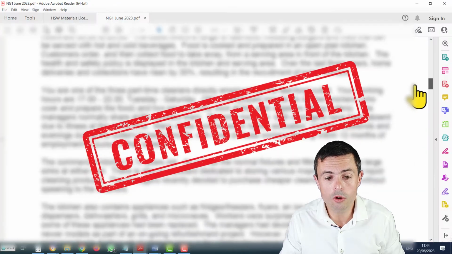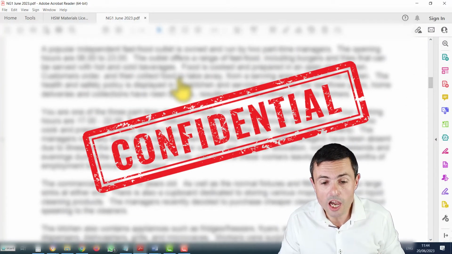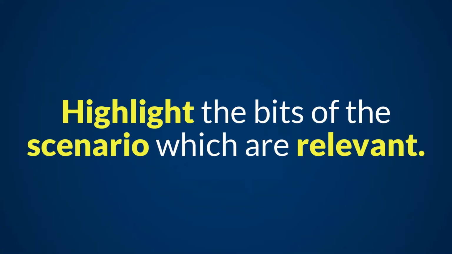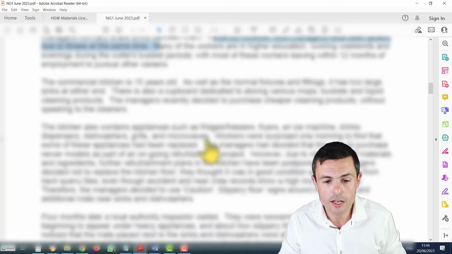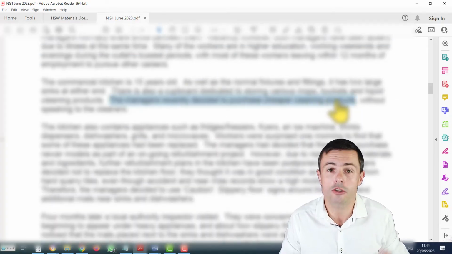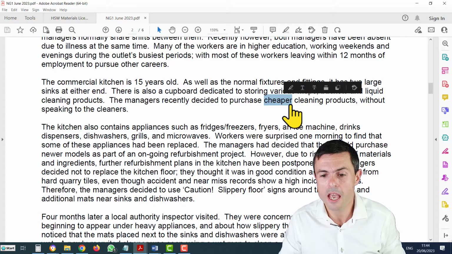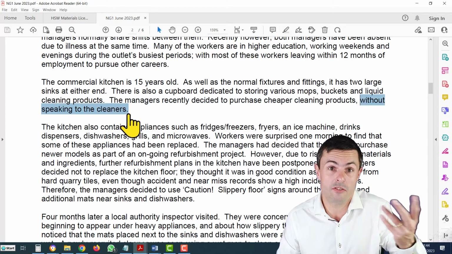So what do we do? Well, we just go to our scenario, which is all of here, and you read that scenario, highlighting again the bits which are relevant. So you can say, look, they've been absent due to illness at the same time. Okay, so that's relevant. And they've decided to buy cheaper cleaning products. Okay, well, cheaper. You can tell what they're focusing on there, isn't it? They're not interested in the quality of the cleaning, they're interested in the cost of the products. And they did that without speaking to the cleaners. That's another point. It's like, okay, they failed to consult. A good manager consults because they're interested in knowing what works well and how to do the job properly and how to do the job safely, and they failed to consult. They just made a decision.